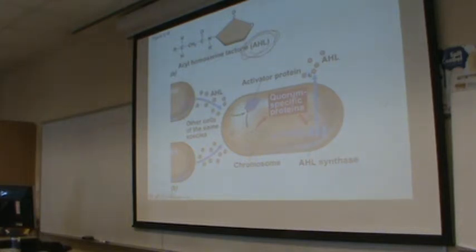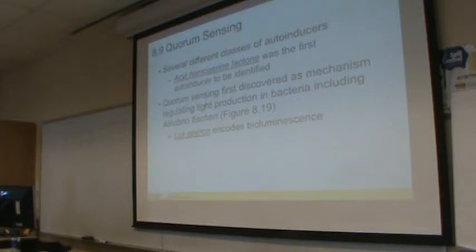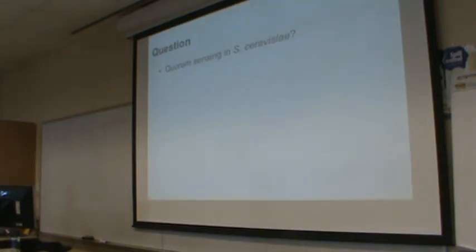Each circle is one. So when the cells have a lot, they realize there are now enough of us that we can do something. And usually that's something bad, like infections, outbursts, biofilm, those things. In Saccharomyces cerevisiae, quorum sensing also happens, so it does not just happen in bacteria, but also in eukaryotic systems, in our own cells.